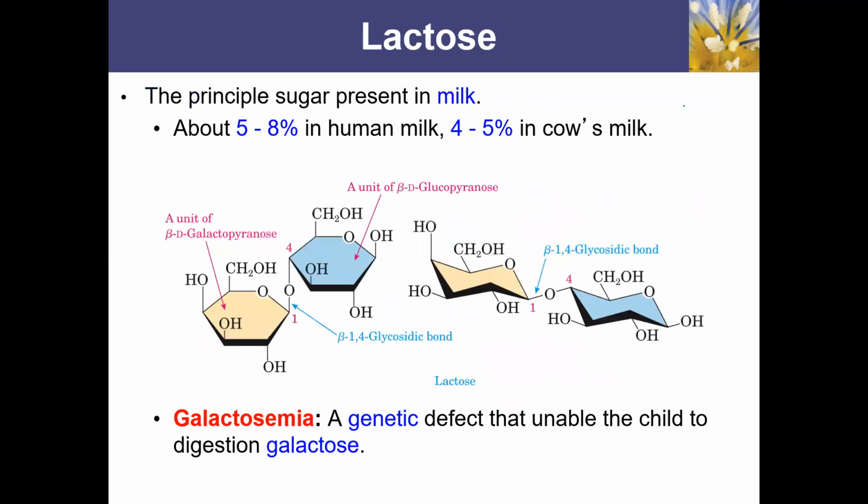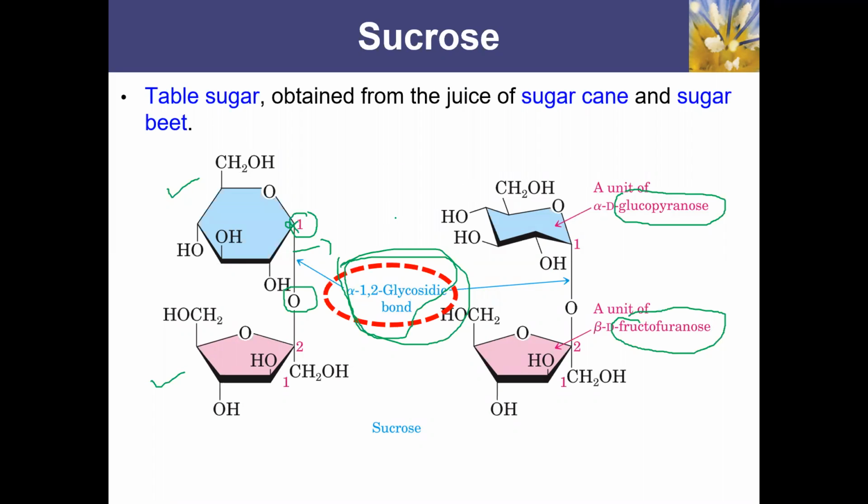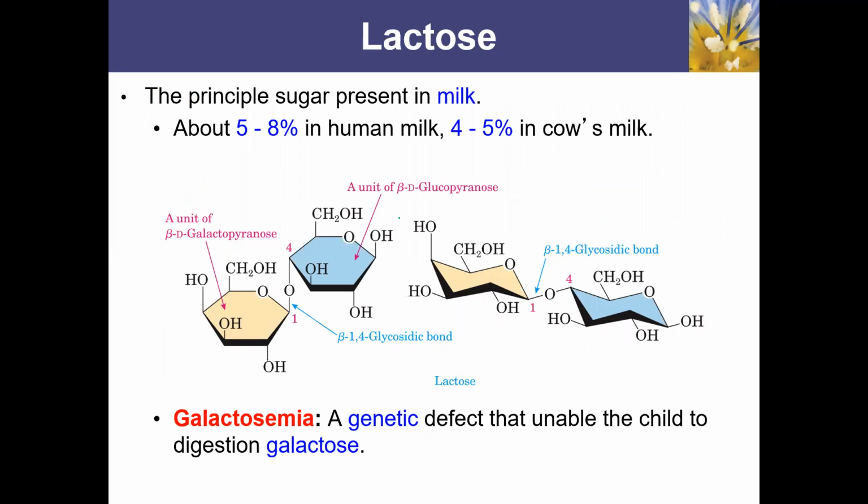Then we move on to the next one called lactose. Now, who will tell me what is lactose composed of? What are the two monosaccharides present in lactose? It is galactose and glucose. So if you see here, this is the galactose, and this is the glucose. And look at the links over here.